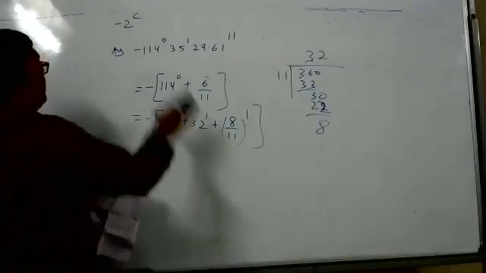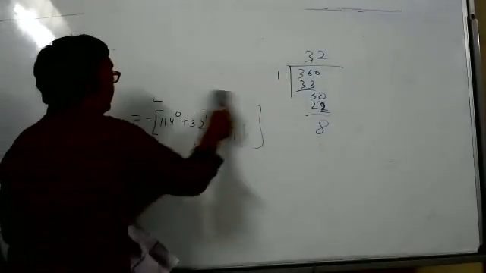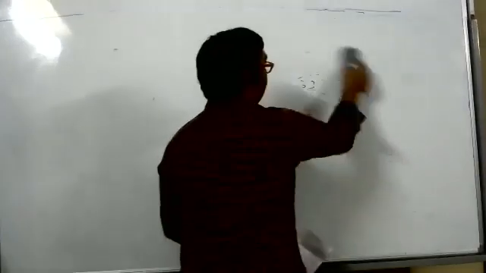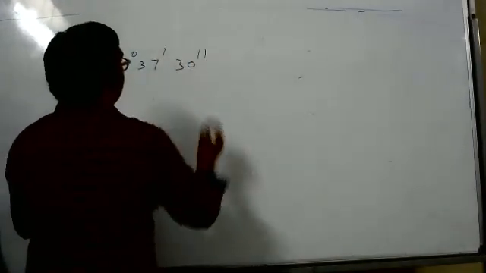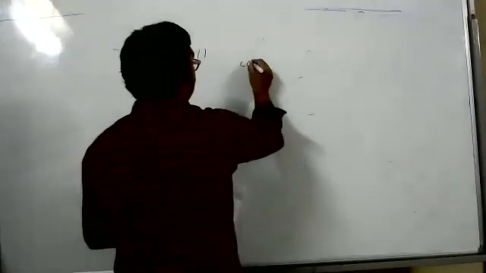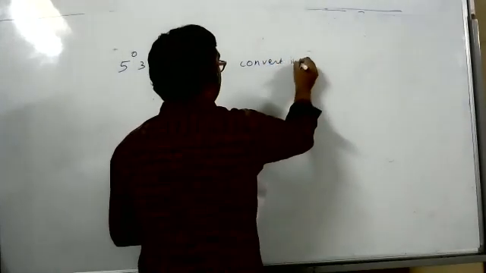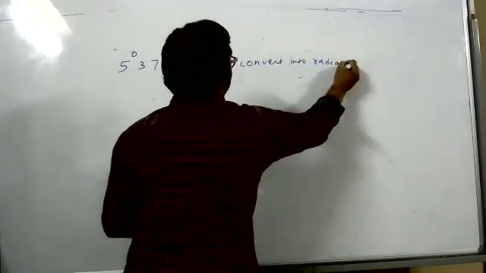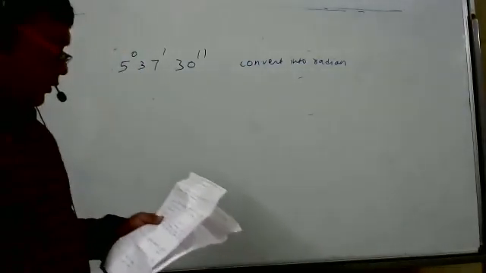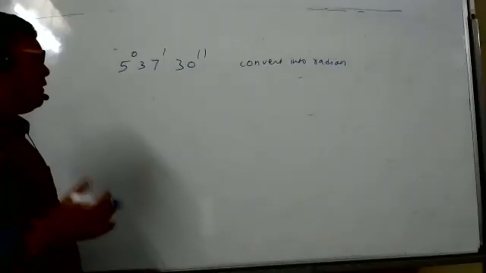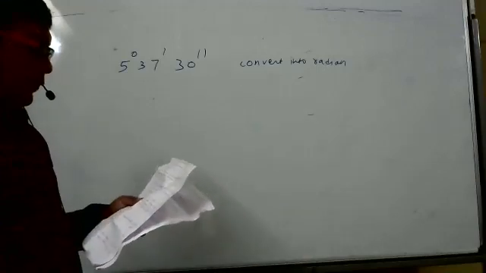Now one more sum we will do. We have 2-3 minutes. Now we will convert degree into radian. This was radian into degree, so now degree into radian. The angle is 5 degree, 37 minute, 30 second. Convert this into radian, all of you. Do you want me to do the sum, or will you try first? We'll try. 5 degree, 37 minute, 30 second, convert into radian.